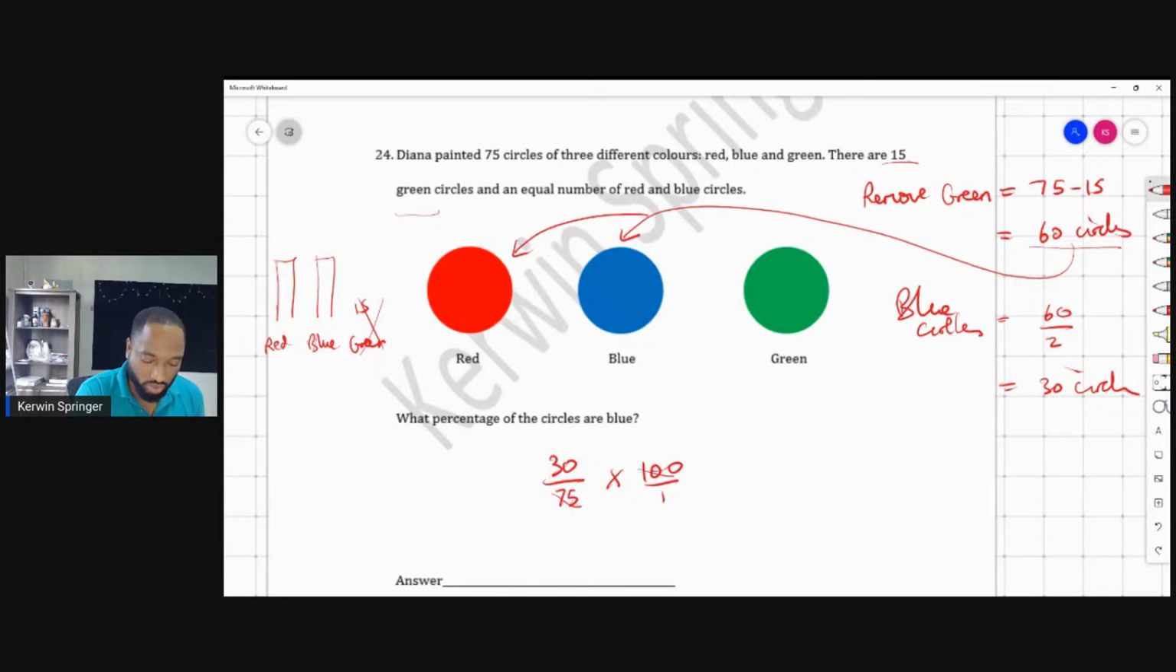And 25 can go into 100 4 times. 25 can go into 75 3 times. 3 can go into 30 10 times. 10 times 4 is 40%.